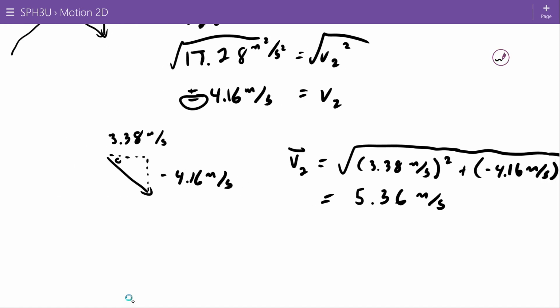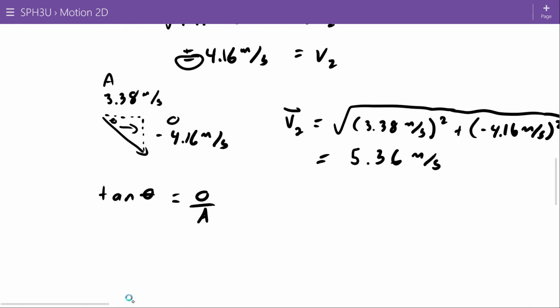And looking for theta, I can recognize that this is my opposite and this is my adjacent. Remember, it points to opposite. So tan theta is equal to your opposite over your adjacent, which is 4.16 meters per second and 3.38. And again, because I'm going to use a heading or something else to interpret the direction of this thing, I'm going to just use absolute values in this and get that angle, and then I'll sort out what that angle means.